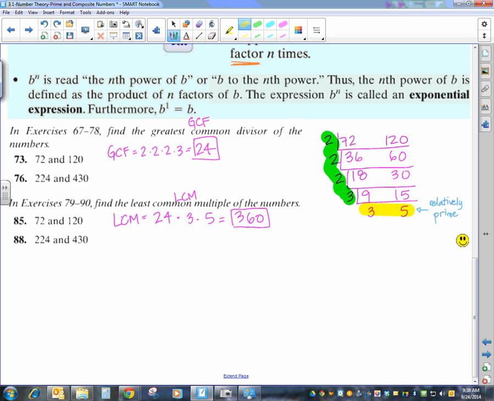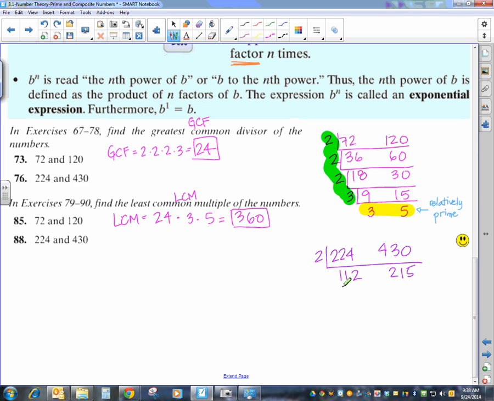Okay, I'm going to do one more example. I know it's a little bit long, but I think it's important for you to see. So 224 and 430. They're both even numbers, so I'm going to divide them by 2, and I'm going to get 112 and 215 when I divide those. They're not both even, so 2 doesn't go into them. I would go to 3 next. 3 doesn't go into that number, so I don't need to worry about this one.